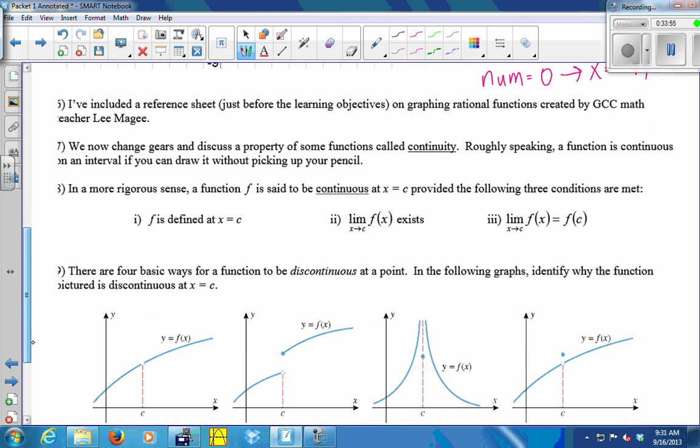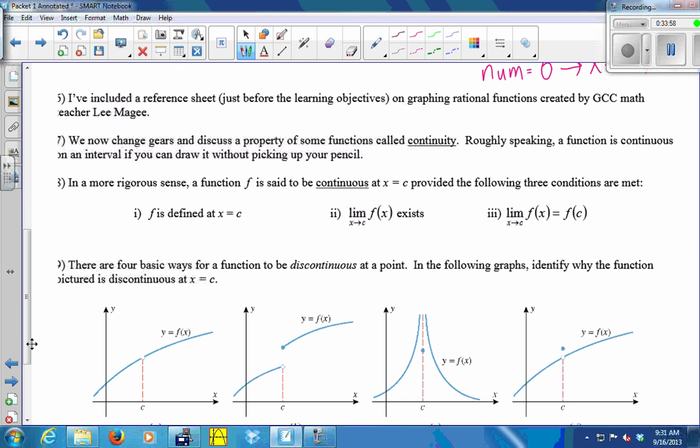Okay. So there's a reference sheet just before the learning objectives at the end of this class on graphing rational functions, created by another GCC math teacher, Lee McGee.